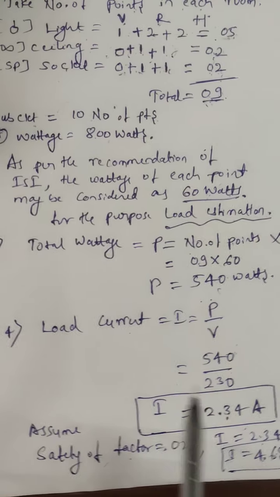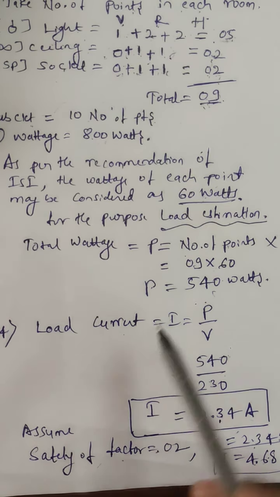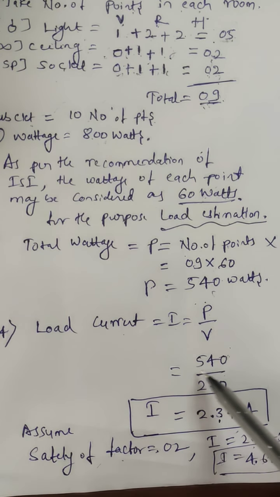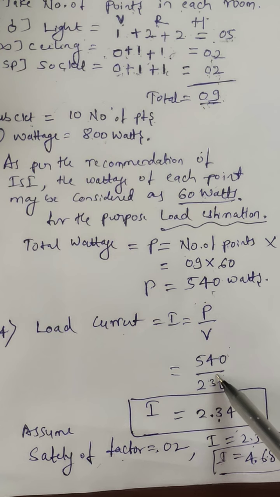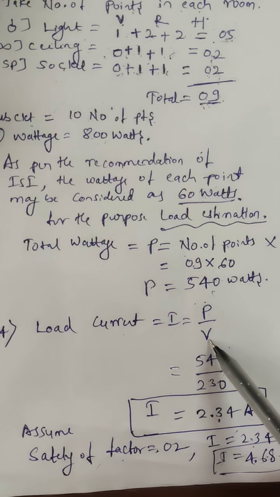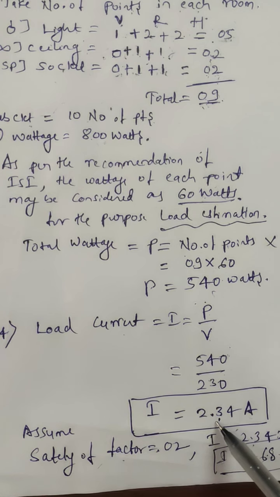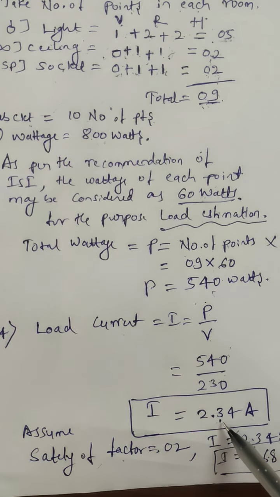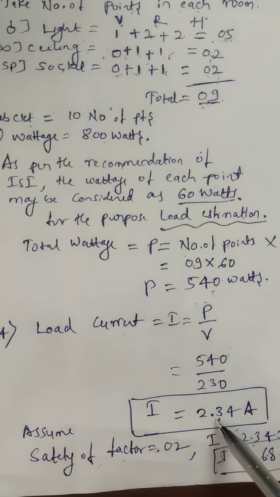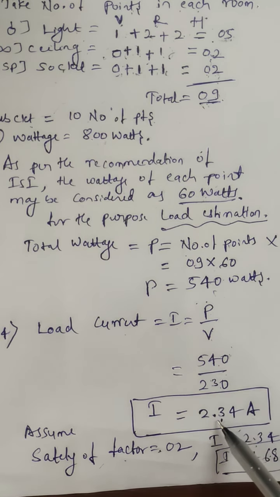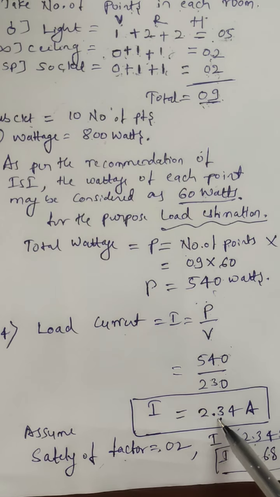The next step is calculation of the load current. The load current I is equal to, we know the formula, P by V. P is equal to 540, divided by V, which for single phase supply for domestic purposes is 230 volt. If it is not given, you can take 230 only. So I is equal to 540 by 230, you will get 2.34 ampere. So this is our load current for the load of 540 watts supplied at 230 volt. So we got the current rating of 2.34 ampere.